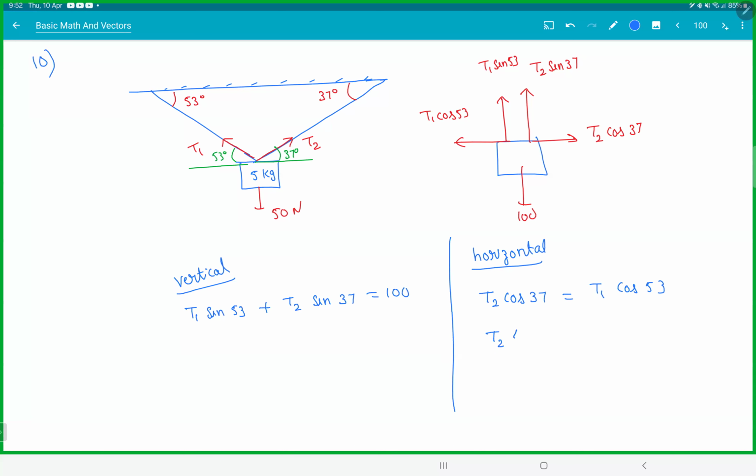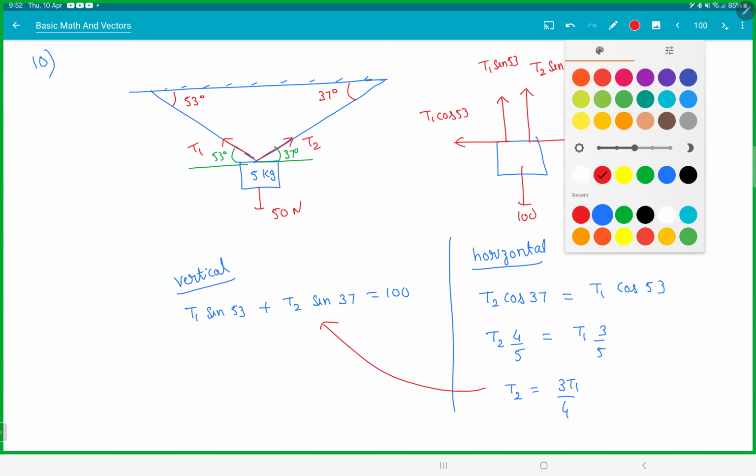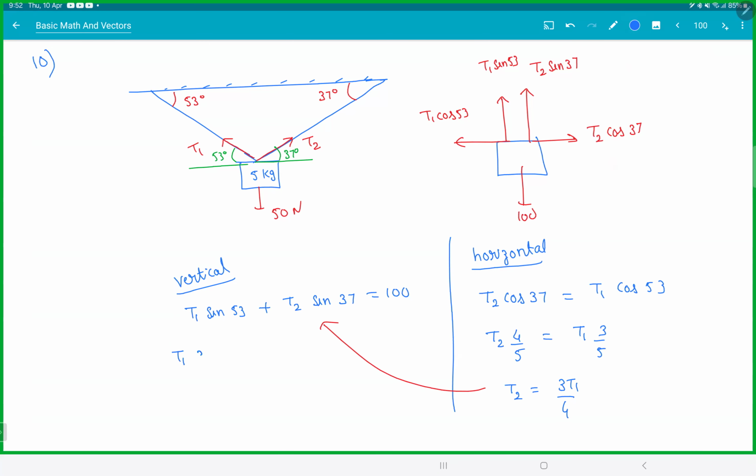Cos 37 is how much? 4 by 5. Cos 53, 3 by 5. So we get T2 will be 3T1 by 4. Take this thing, substitute here. So this is T1, sin 53 is 4 by 5. T2 is 3T1 by 4. Sin 37 is 3 by 5, and the sum is 50.